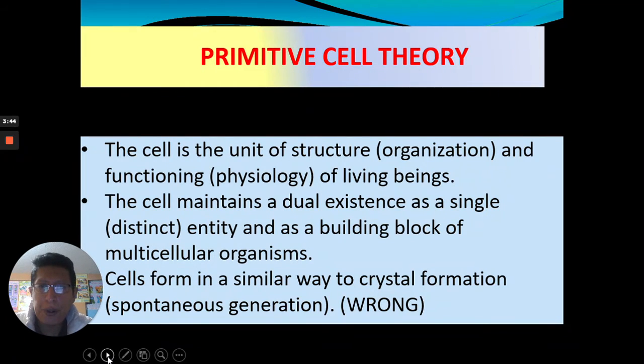Then we have here the primitive cell theory, in which we can read some information: the cell is the unit of structure, organization, and functioning, physiology of living beings. And also we have here that the cell maintains a dual existence as a single distinct entity and as a building block of multicellular organisms. Cell formation is similar to crystal formation, spontaneous generation. This was wrong information that we can read here.